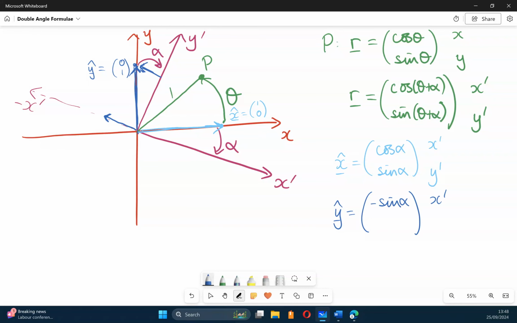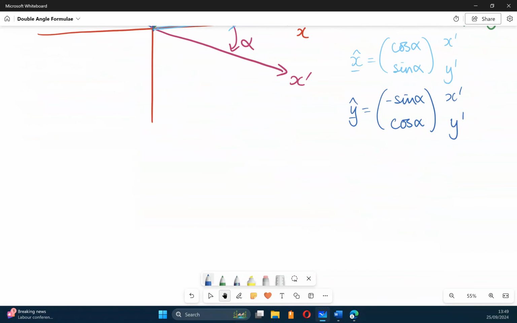So again, it's opposite the alpha, so that's where we've got a sine. And then we've also got the fact that it's in the negative x prime direction. Now, in terms of y prime, the y prime term is adjacent to the angle alpha here. So this point here, its y prime coordinate would be adjacent, so it's going to be cosine, and it's in the positive y prime direction, so it's cosine of alpha, y prime. And so we could use these expressions to actually find a relationship between cosine theta plus alpha and sine theta plus alpha with cosine theta and sine theta.